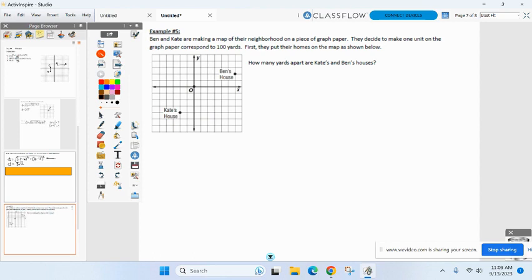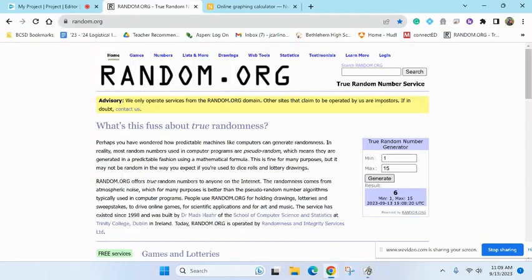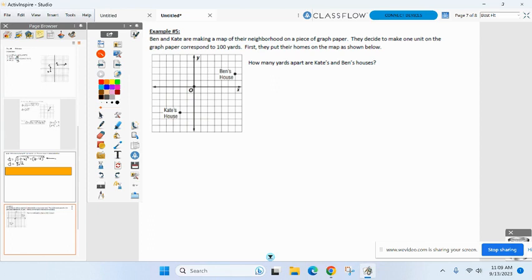All right, anyway. So every unit on their graph is 100 yards. All right, everyone good there? That's a huge fact. How far apart are they? How many yards apart are Ben and Kate's houses? Well, before we start, it might be good to know what the actual coordinates of their houses are, right? So Ben's house, what do you got? What are the coordinates of Ben's house? Thomas, I might as well just keep calling on you here. Ben's house, what are the coordinates? 6, 2. You come up good every time.